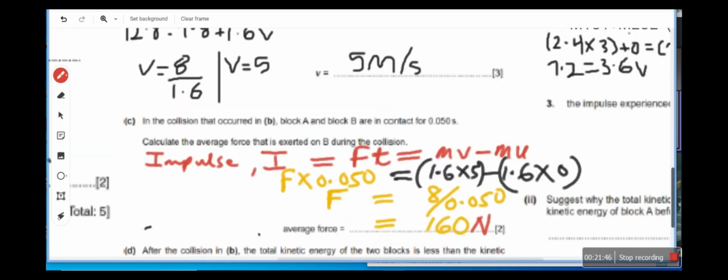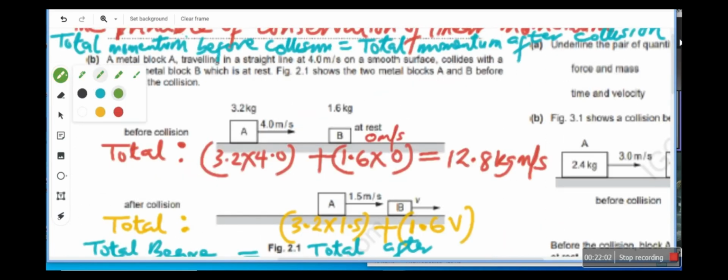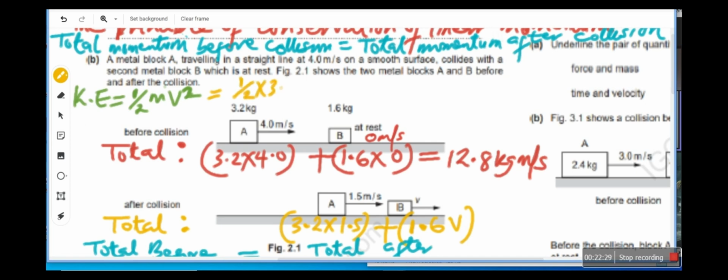Can you find the total kinetic energy before collision? What's the formula for kinetic energy? The formula for kinetic energy is half mv squared. So find the total kinetic energy before collision. 25.6 joules. 25.6 joules, right?